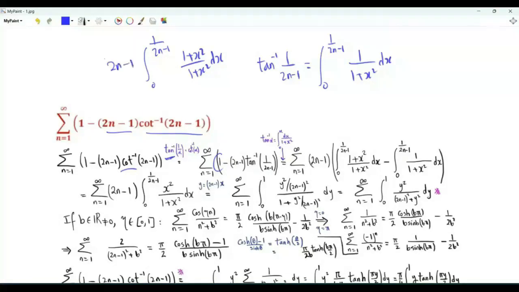To get 1, we multiply by 2n minus 1. The summand is 2n minus 1, times, between brackets, this integral minus that one. They can be combined as the integral of x from 0 to 1 over 2n minus 1 of x squared over 1 plus x squared. Do the change of variables, y equal to (2n minus 1) x.